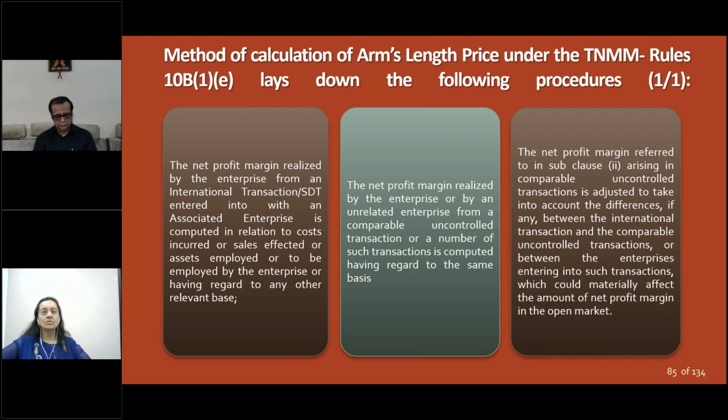These ratios of operating profit by cost or operating profit by sales are called profit level indicators, or in transfer pricing terms, PLIs. And these PLIs help you judge whether you are at arm's length or not. Again, adjustments are allowed in T&M. Again, reasonably accurate adjustments can be done to determine whether comparability materially affects the price in the open market or not. Any adjustment that is reasonable and accurate is allowable.